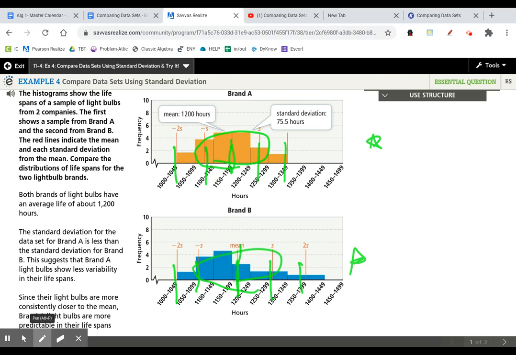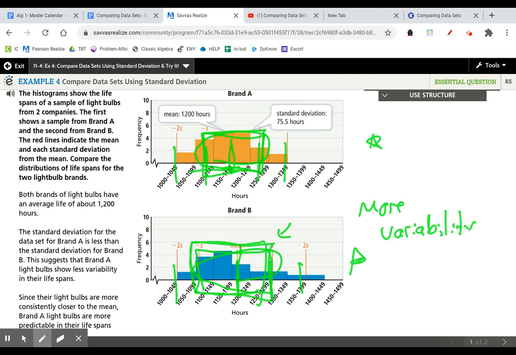It suggests that brand A has less variability for their lifespan, right? So when you're buying one from brand A, you generally know what you're getting more than when you buy one from brand B. These are less predictable. They're covering a larger span of numbers. It has a bigger standard deviation, so it has more variability and less predictability.